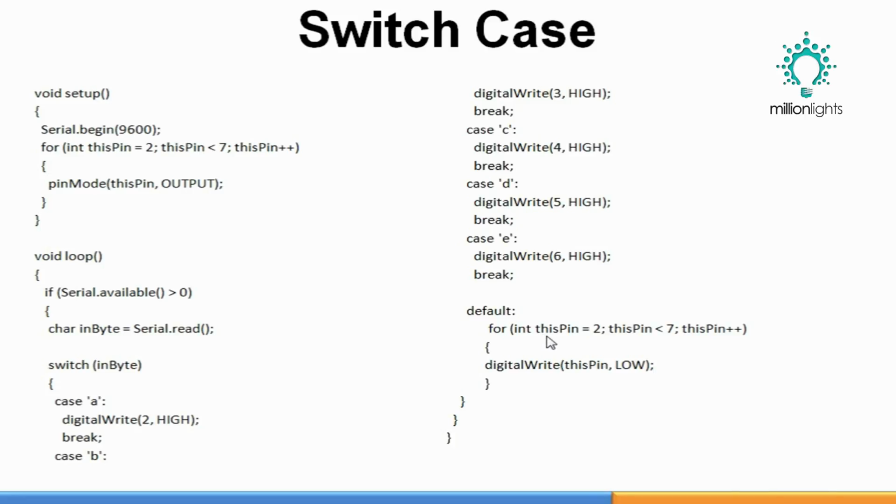Therefore I am using a for loop that starts from 2 till less than 7, that is 2 to 6, and we are writing digitalWrite for this pin LOW. So digitalWrite from 2 to 6 will be set to low. So this is the programming part. Now we have to write this code into the Arduino IDE, upload it, and then see the results.